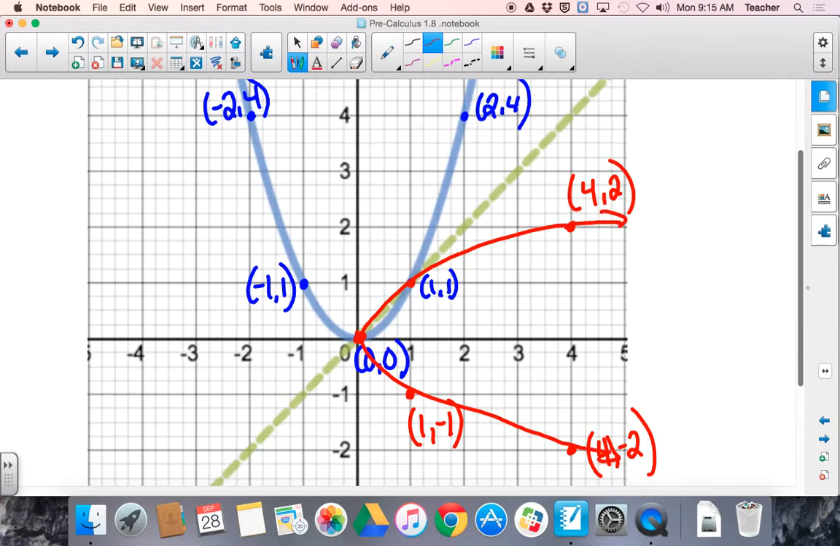Now again, this is not a function because it did not pass the horizontal line test, and the red graph would not pass the vertical line test either.